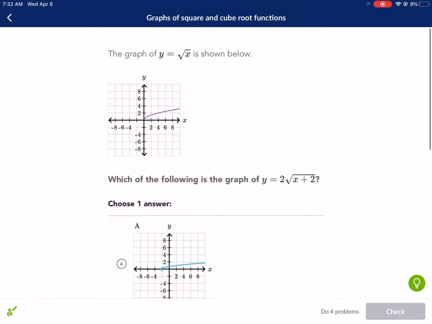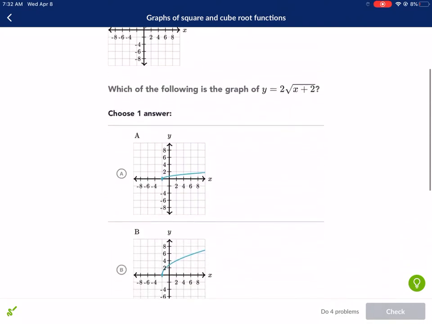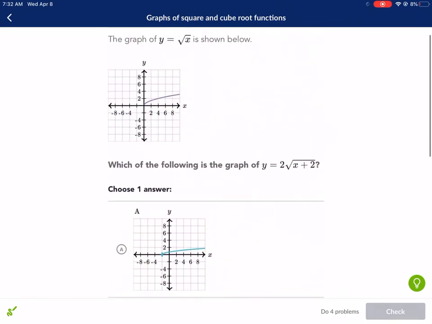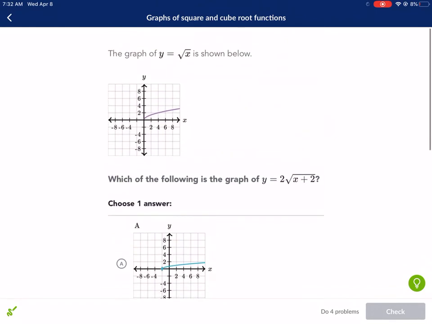And we can take what we know from transformations of functions and apply it to this, but I'm going to break it down assuming that you don't know how to do those transformations. So let me get to my workboard here.